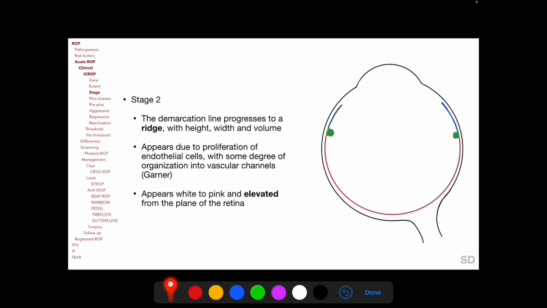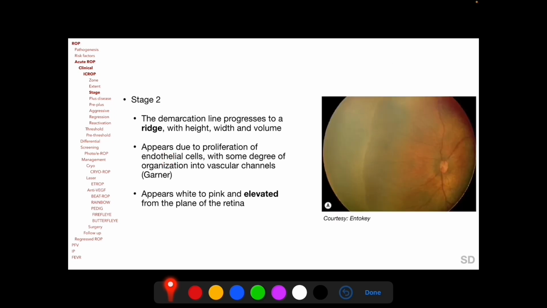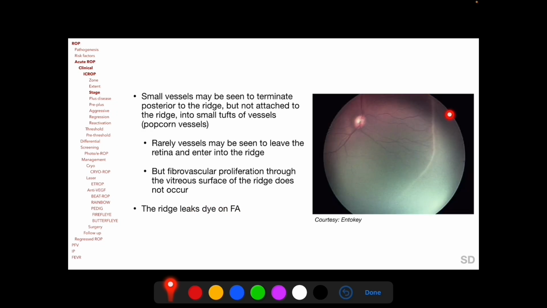As we have mentioned, the ridge consists of proliferating endothelial cells as well as spindle cells, and the ridge appears to be elevated from the plane of the retina as seen here in this color photograph and appears white to pink in color. And this is another clinical photograph showing a ridge, and small vessels may be seen to terminate in small tufts of vessels posterior to the ridge, which are called popcorn vessels.